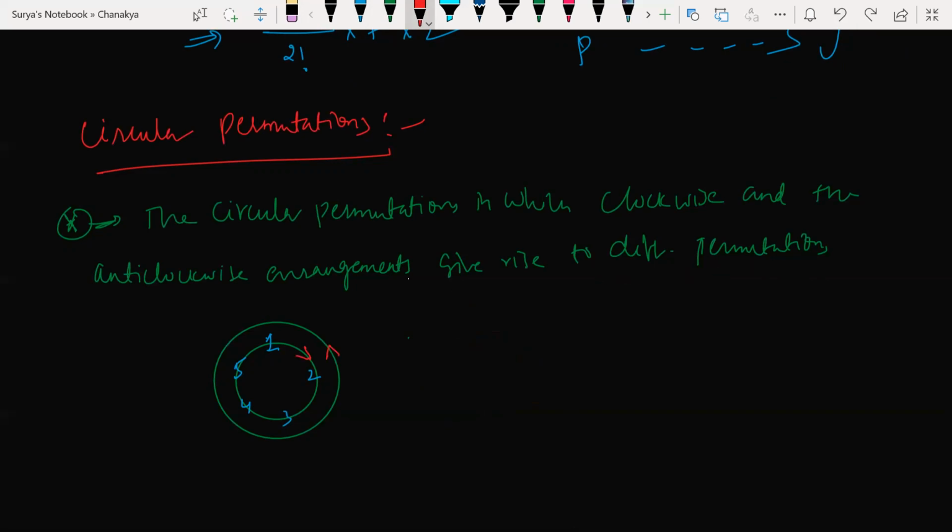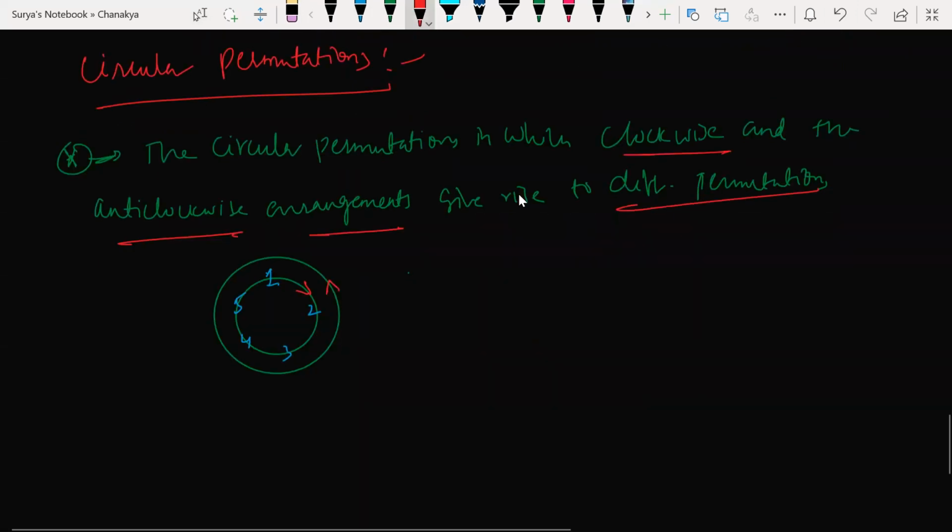It gives you circular permutation. The condition is what? The circular permutations in which clockwise and anti-clockwise arrangements give rise to different permutations. So whenever I get this type of case, I'll fix one guy here. If I fix the first person, I'm just arranging the rest, 4 guys. So how many ways can I arrange this now? 4 factorial ways, isn't it?